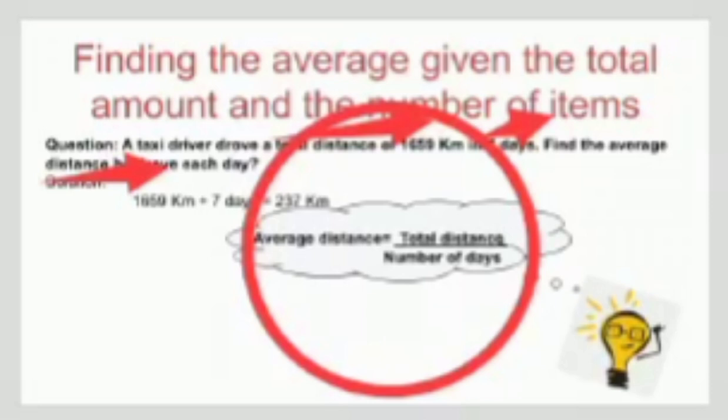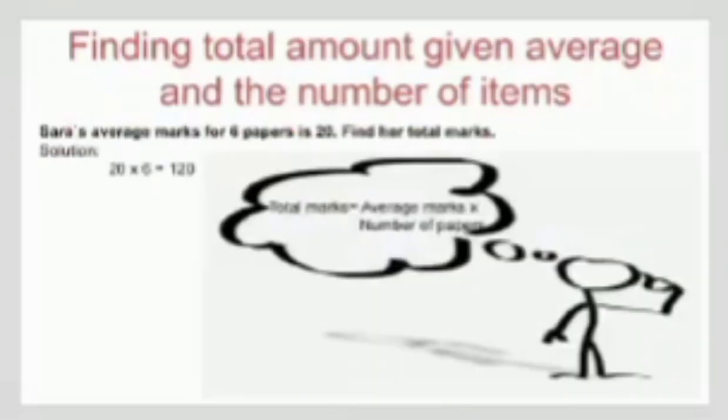Finding total amount given the average and the number of items means that when you are given the number of items and also given the average, then how can you find out the total amount? So let's see. Here is a question as an example. First understand, then go through the solution. Sarah's average marks for 6 papers is 20.